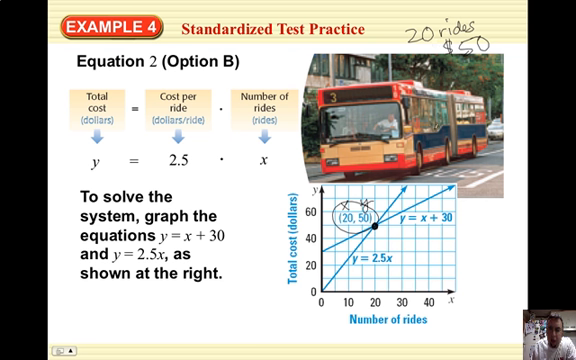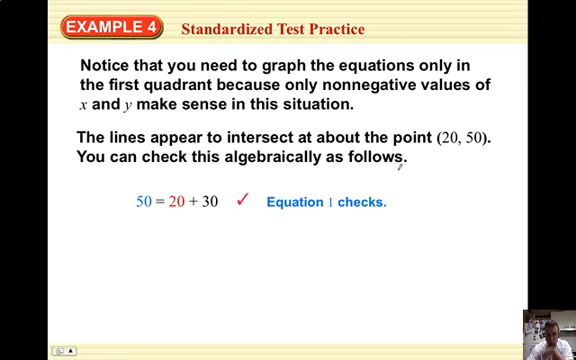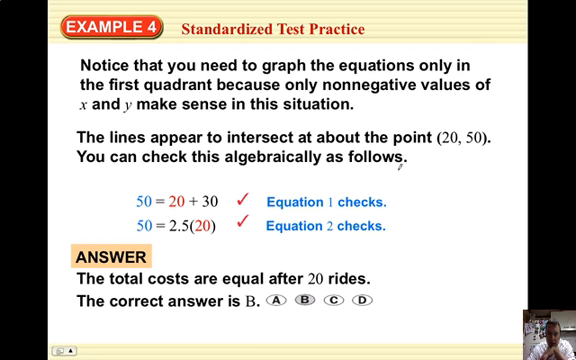And if we ride 20 times for option B, that's option A. If we ride 20 times for option B, we also pay $50. So basically, that's it. We check it, and here we go. The total costs are equal after 20 rides. Correct answer is B.